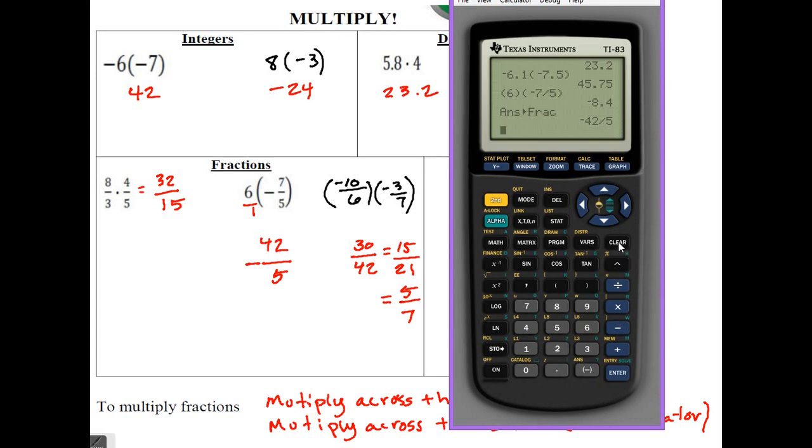Let's go on to the next example. We're going to do parentheses, negative 10 over 6, times negative 3/7.